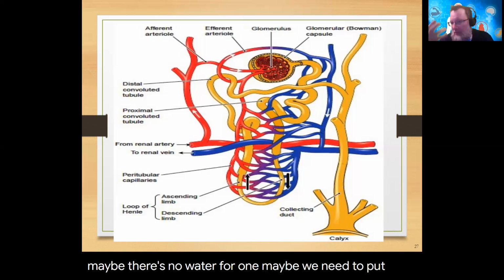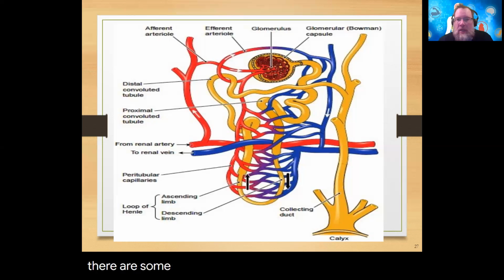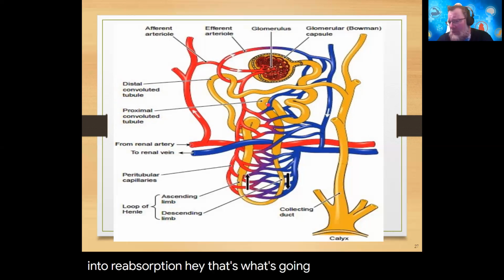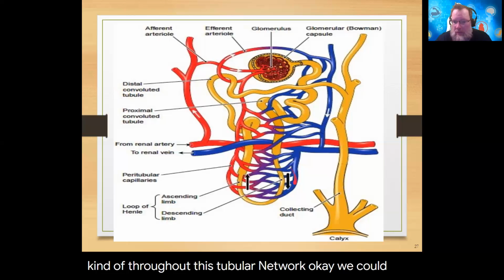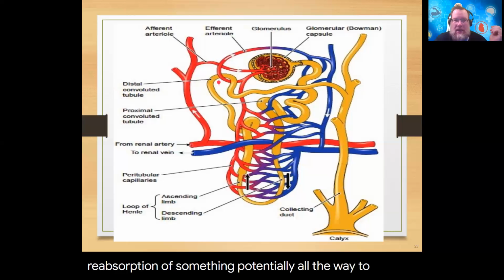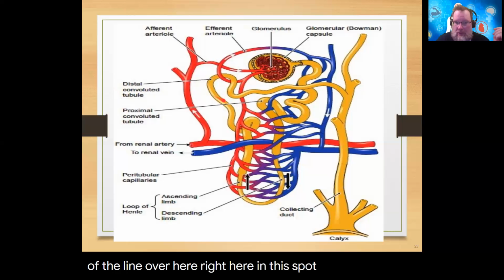Maybe we need to pull some water back, maybe some sodium chloride ions. Maybe there are some buffering agents, some bicarbonate ion. My point is, we're going to filter through, but some of the items that got through into the tubular network, we may not have wanted filtered. We may want them back into the bloodstream. So, reabsorption. Okay, that's what's going on really throughout this tubular network. We could see reabsorption of something potentially all the way to the end of the line over here, right here in this spot. So we may be able to reabsorb right to the end.